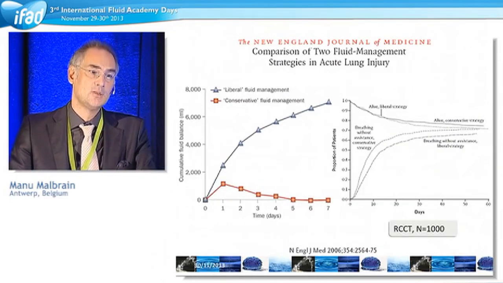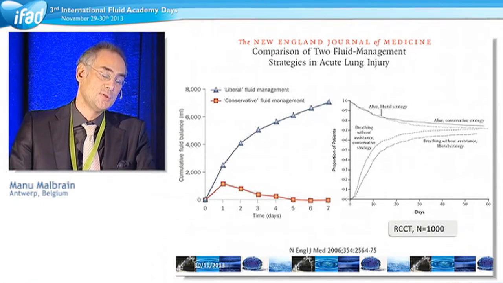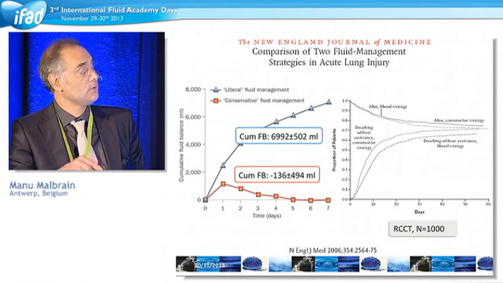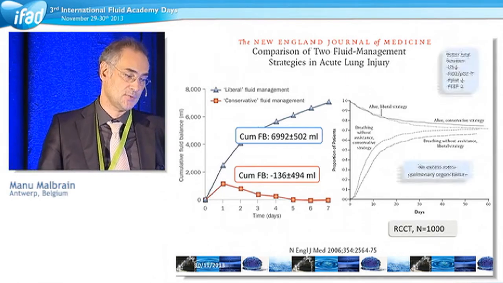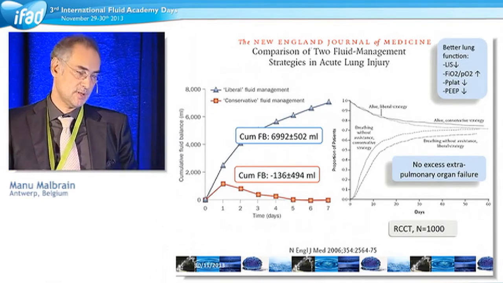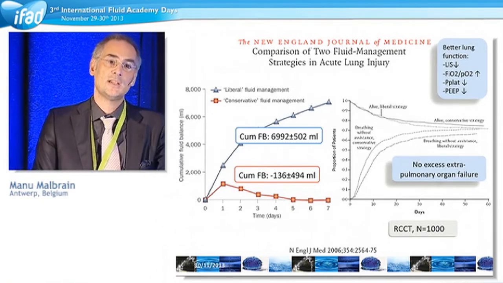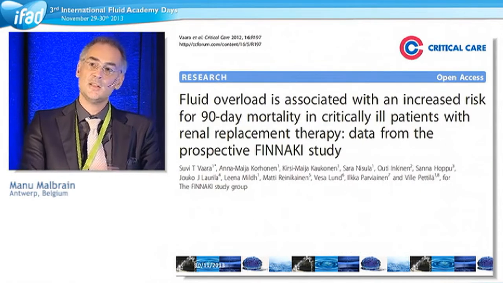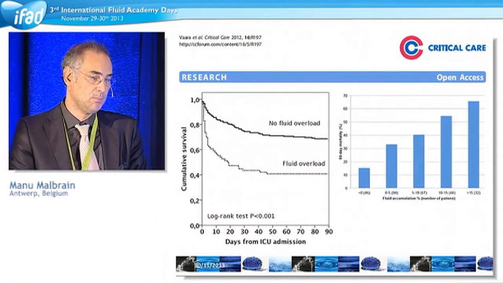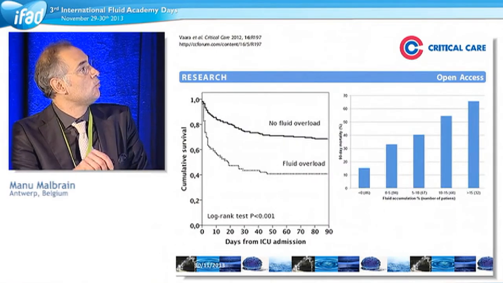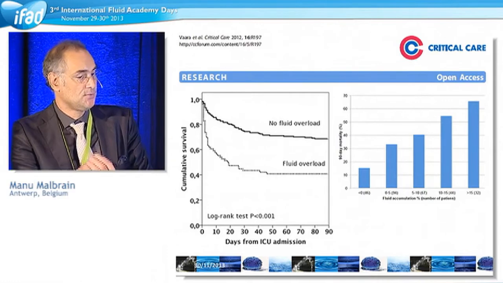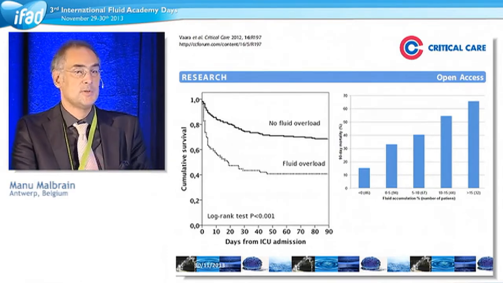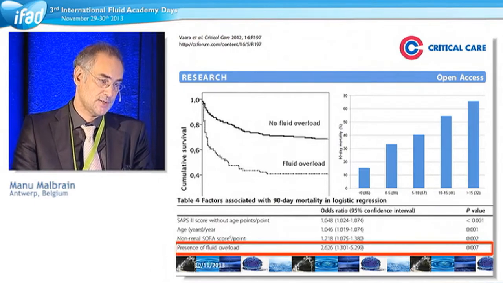Survivors have a less positive fluid balance than non-survivors. The FACT trial compared 2 fluid treatment strategies in patients with acute lung injury, a conservative and a liberal. The liberal group had about 7 liters positive after 1 week. Although this did not result in a difference in outcome, there was significant improvement in lung function. Recently, the Finaki study in about 300 patients has been published, and it's the same. Patients with fluid overload have a poorer survival, and if you look at the amount of fluid accumulation, there is a linear relation to ICU mortality.